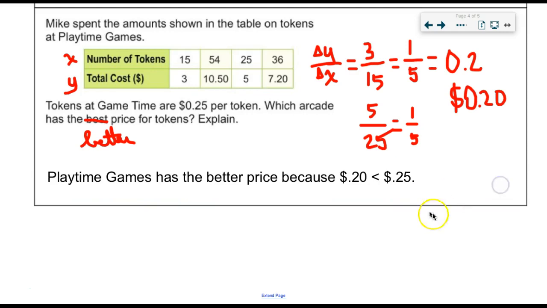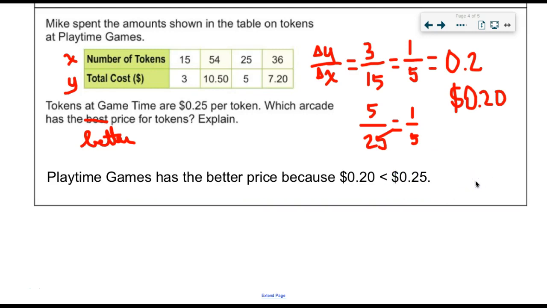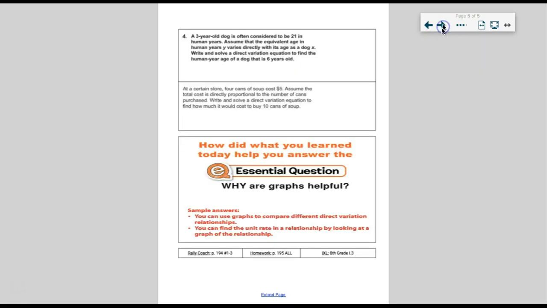Very simple. Okay? To make it look better, you can throw a 0 in there. It's probably not a bad idea. So Playtime Games has the better price because 20 cents is less than 25 cents. So per token, Playtime Games has the better deal. All right. And those are the nuts and bolts of that example problem.